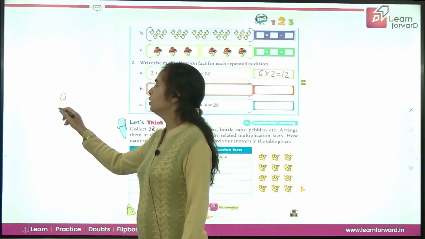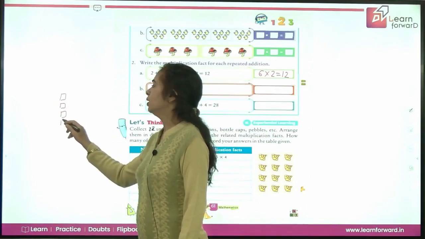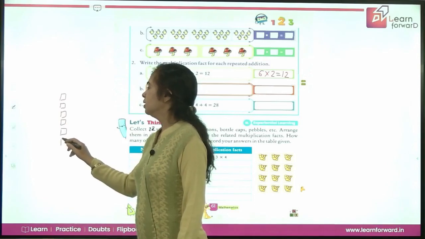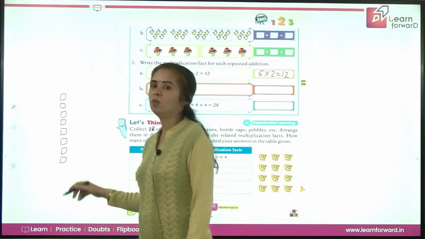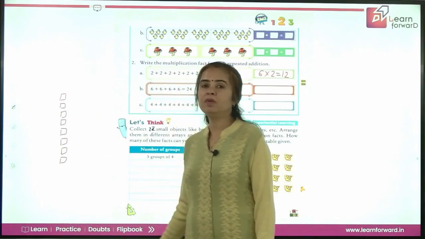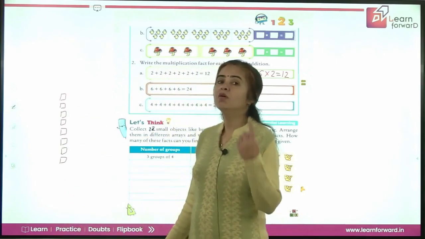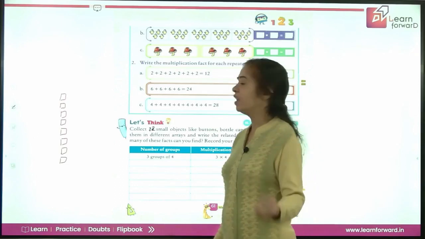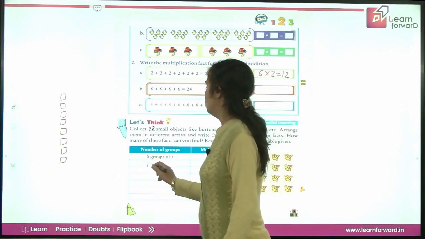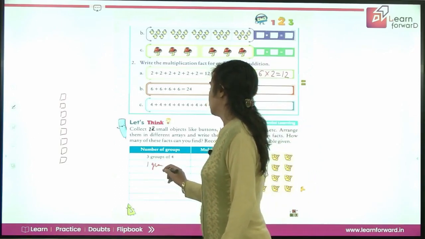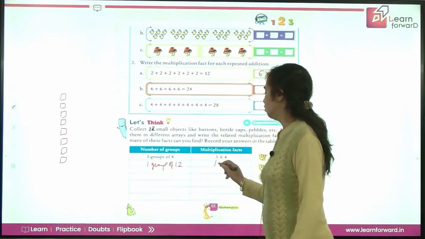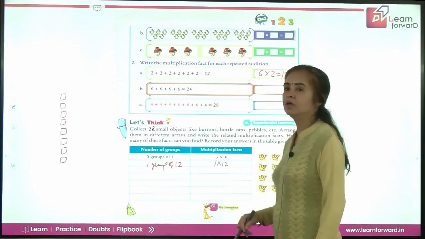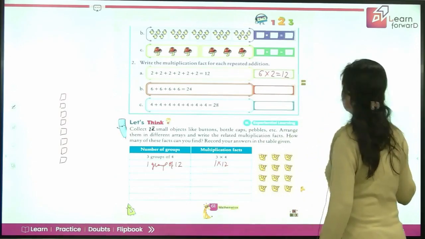So what you can do is you can just put one in the column, 1, 1, 1, 1, 1. So this way how many will be arranged? So there will be one column of 12 rows. So you can write one group of 12. And how do you write it? 1 cross 12. What is another way of arranging them?